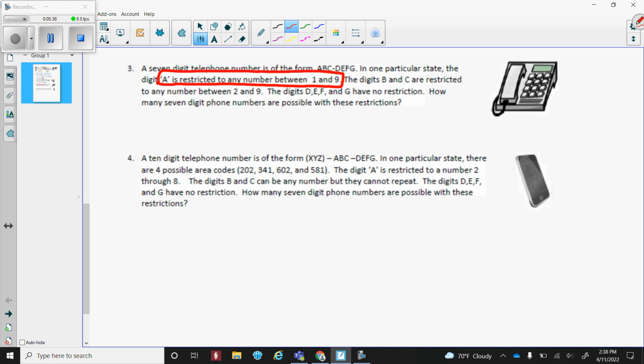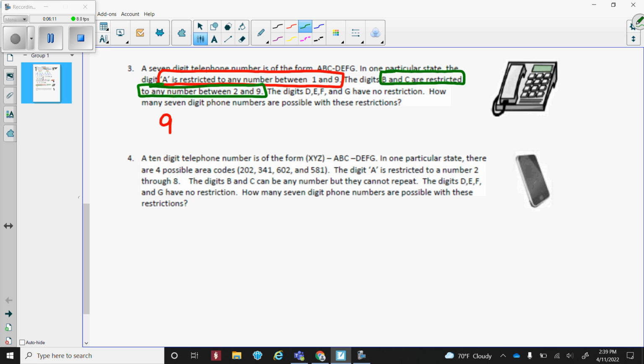So typically you can highlight this, circle this, whatever, but we need to know that this is just for A, not for everything. How many numbers are there between 1 and 9? Well, there's 9. 1, 2, 3, 4, 5, 6, 7, 8, 9. 9 total numbers. Our next hint tells us that B and C are restricted to any number between 2 and 9.